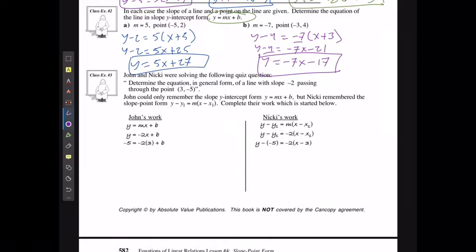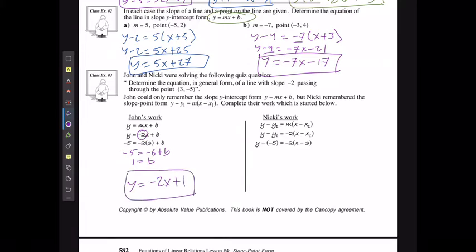So for John, all he did was leave y is equal to mx plus b, where he knew the slope was negative 2, and then he substituted the point in for the x and y. So for him, what he's actually doing is stating that negative 5 is equal to negative 6 plus b, or when he adds the 6 to both sides, 1 is equal to b. And if he knows what the b value is and he knows what the m value is, he said y is equal to negative 2x plus 1.